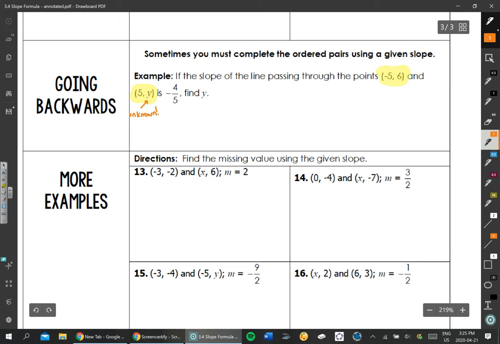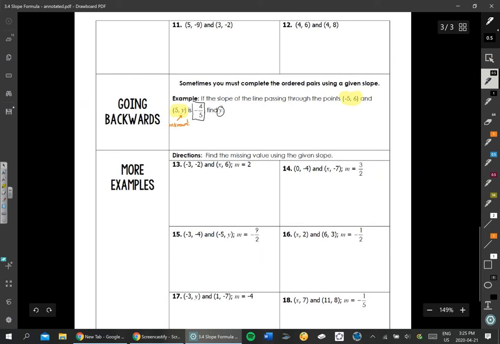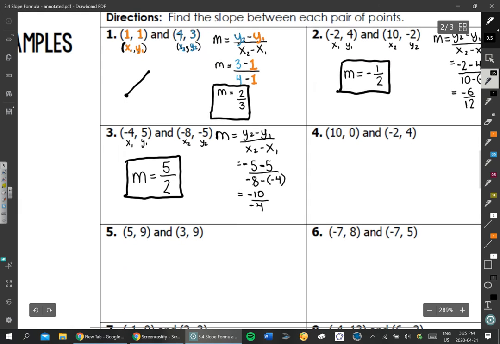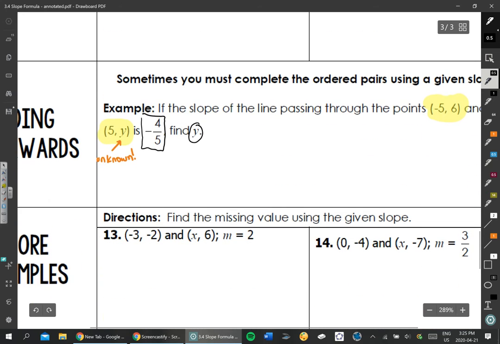Okay? But we do know that the slope is -4/5. And what we want to do is find y. Well, it's similar to what we were just doing because we still have an equation, right? Here we have an equation where our unknown is m, but down here, we have m, and all we're trying to find is y. So again, we have an equation where we're only missing one variable, so we can solve for it.